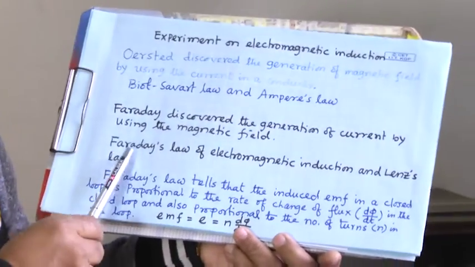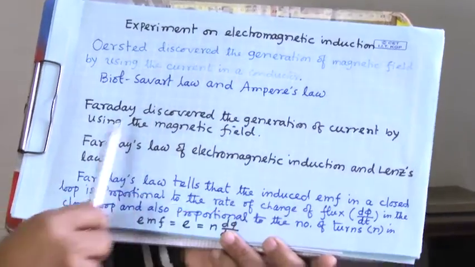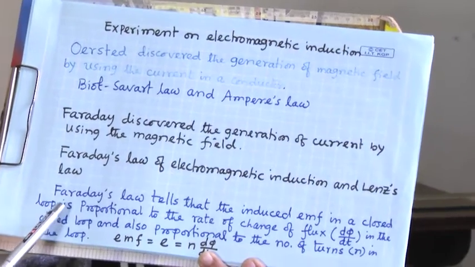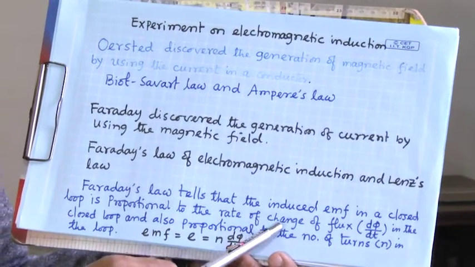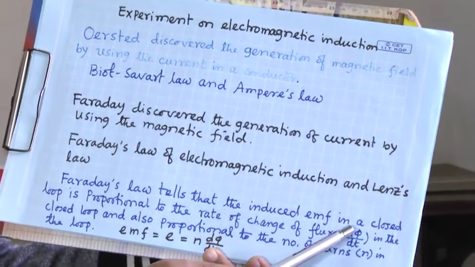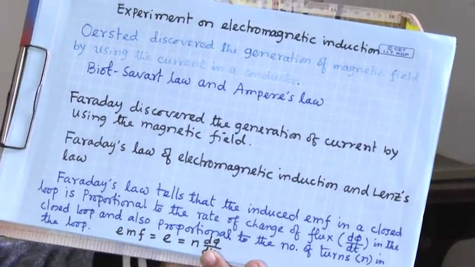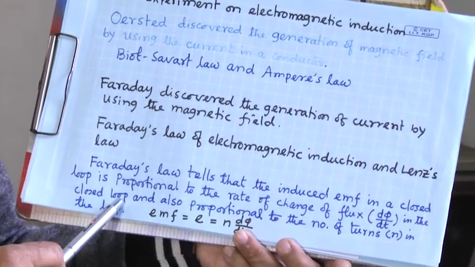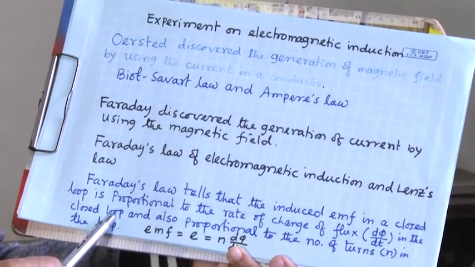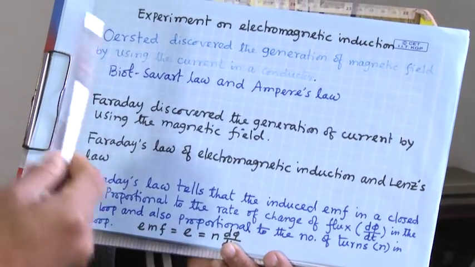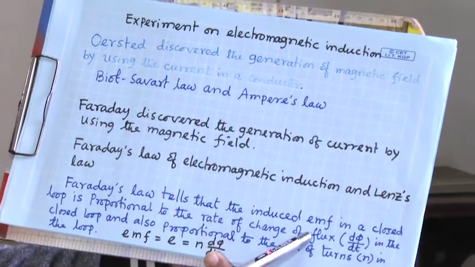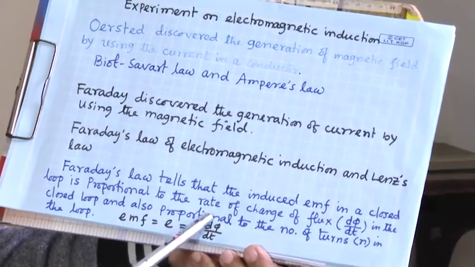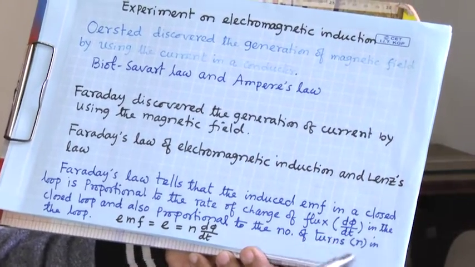So, what was Faraday's law and Lenz's law? Faraday's law tells that the induced e.m.f. in a closed loop is proportional to the rate of change of flux. So, that is d phi by dt, if phi is the flux. That induced e.m.f. is proportional to the rate of change of flux, and also proportional to the number of turns in the loop.